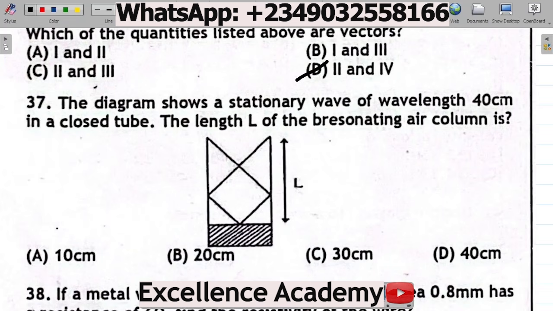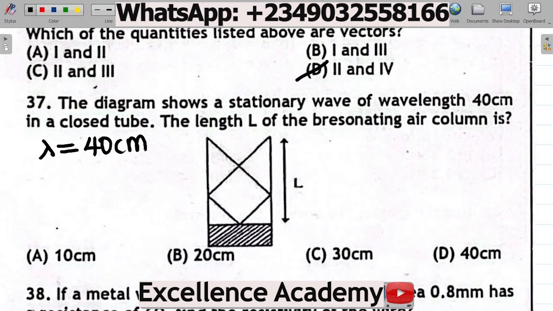The next thing here is that question number 37 says the diagram shows a stationary wave of wavelength 40 centimeters in a closed tube. The length L of the resonating air column is A, 10 centimeters, B, 20 centimeters, C, 30 centimeters, D, 40 centimeters. All right. So how do we solve this question here? Now, for this question, you want to note that you're given the wavelength lambda as equal to 40 centimeters, as you can see in the question here.